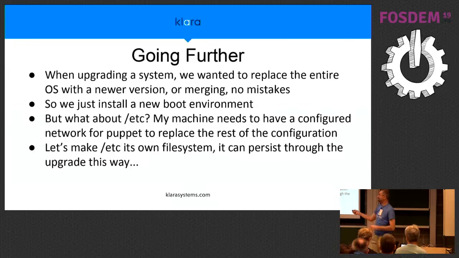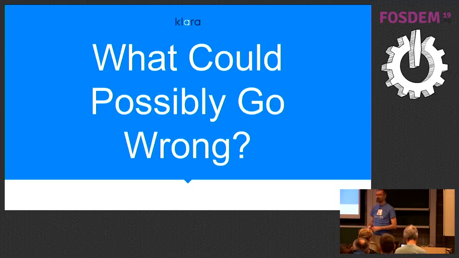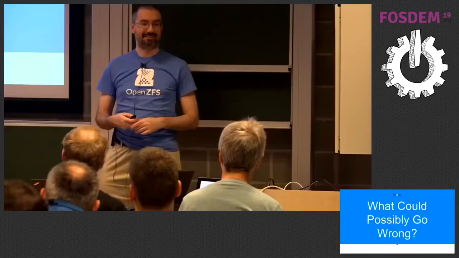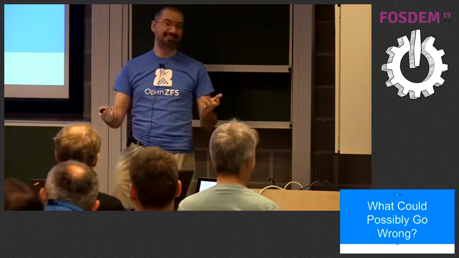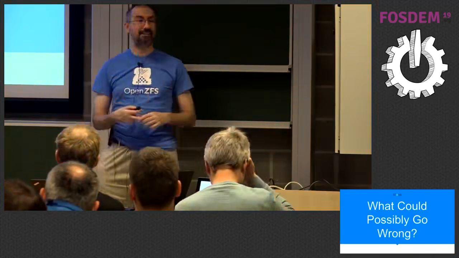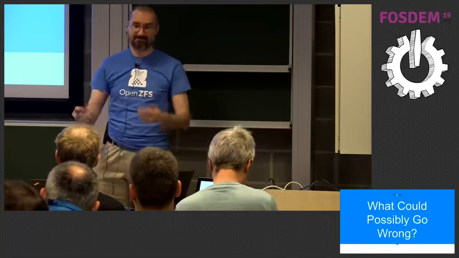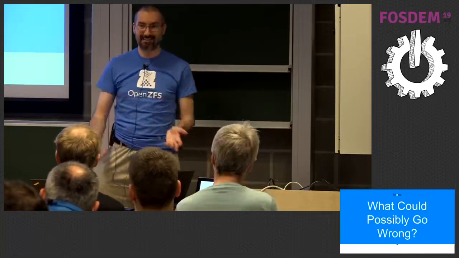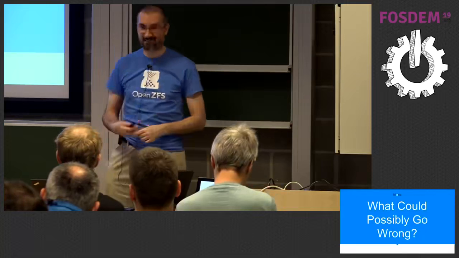So I thought we'll just make etc its own file system and maybe only have to deal with that. Anybody have any idea why that won't work? Can't boot without etc mounted. Yes. fstab is in etc, and rc is in etc, and so you can't find other file systems to mount or give the system the instructions to mount etc if there's not an etc directory.